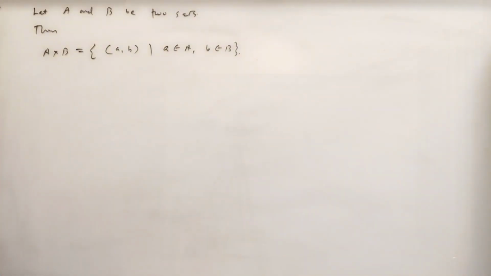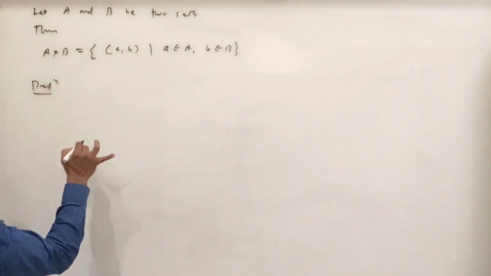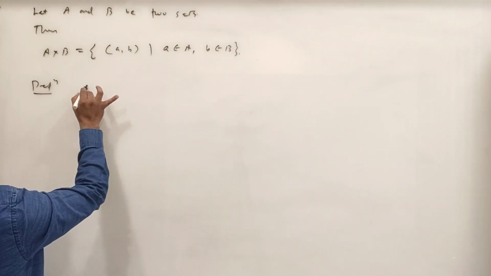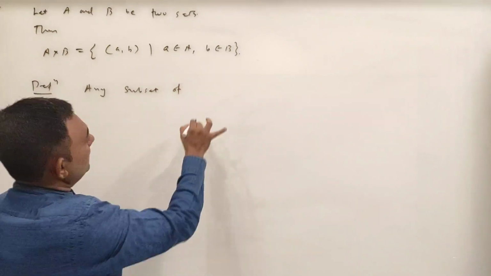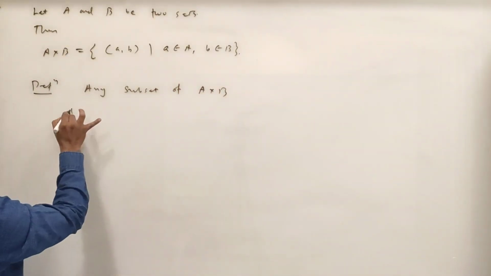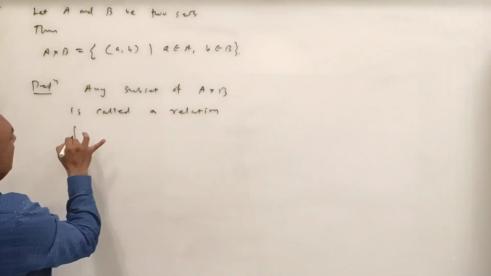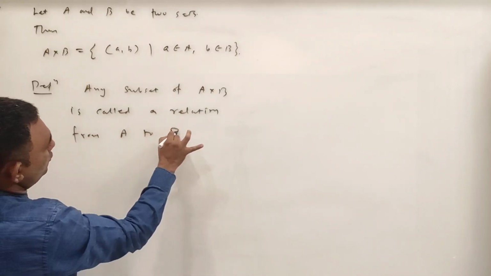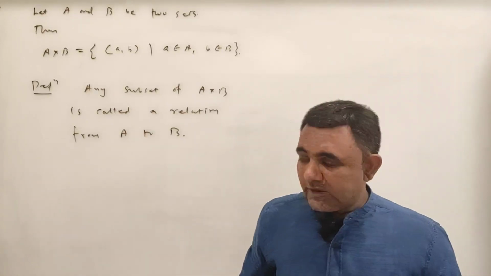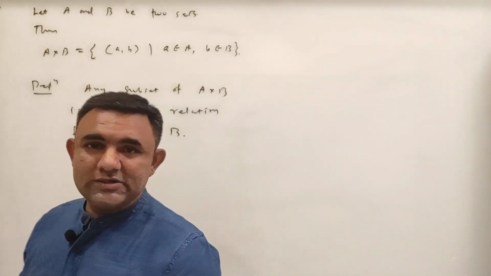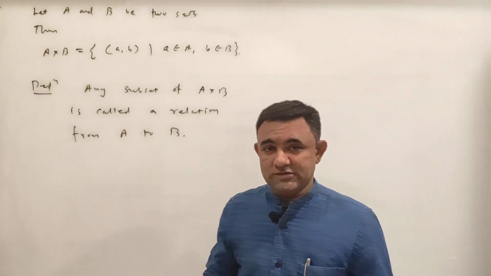So now we want to define the relation. So what is a relation? Definition: any subset of A cross B is called a relation from A to B. See, in abstract algebra, let me make one thing clear. Your definitions should be clear. Any abstract algebra subject depends on the definitions.